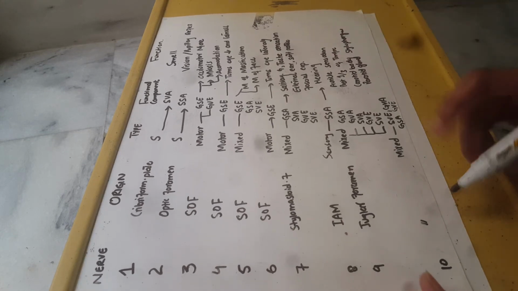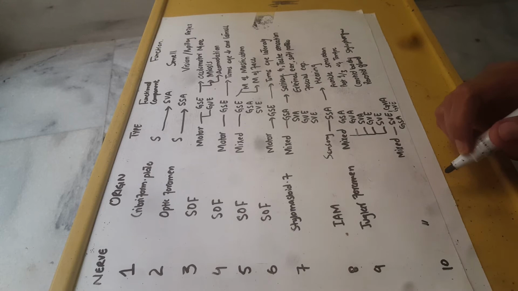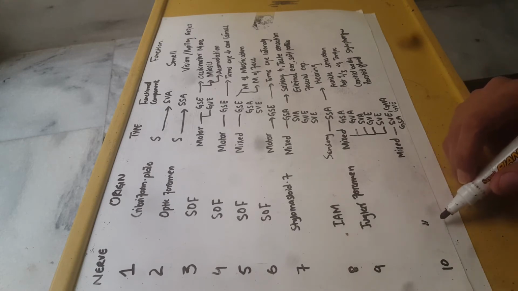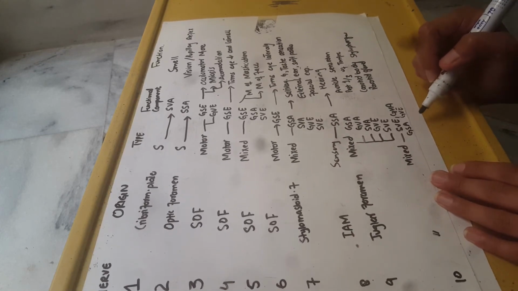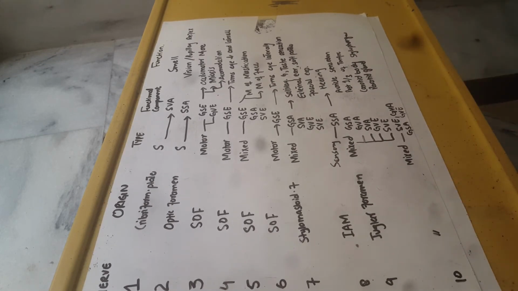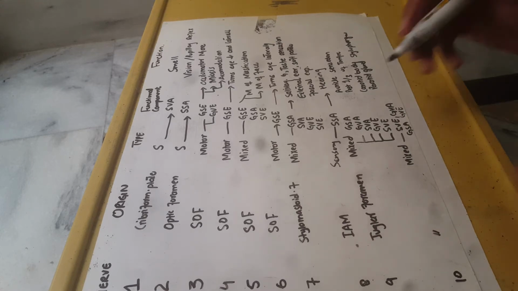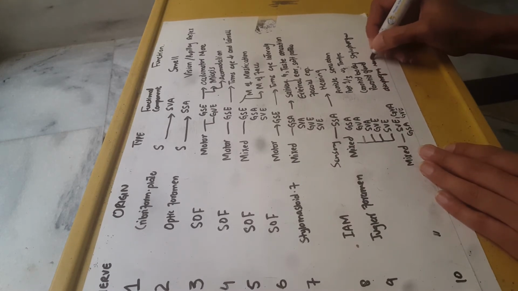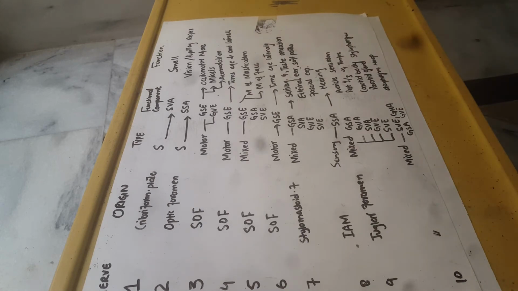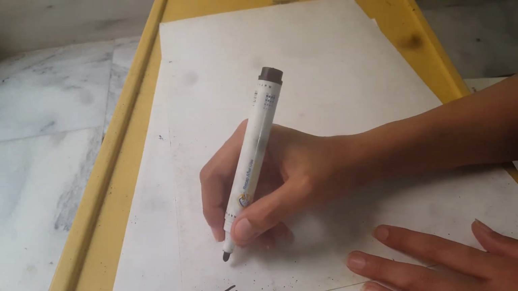Now there is a 10th cranial nerve, which is the vagus nerve. It is coming out of the skull via the jugular foramen, right? And it has the functional component of special visceral efferents, and it is supplying the diaphragm, esophagus, and uvula, right?